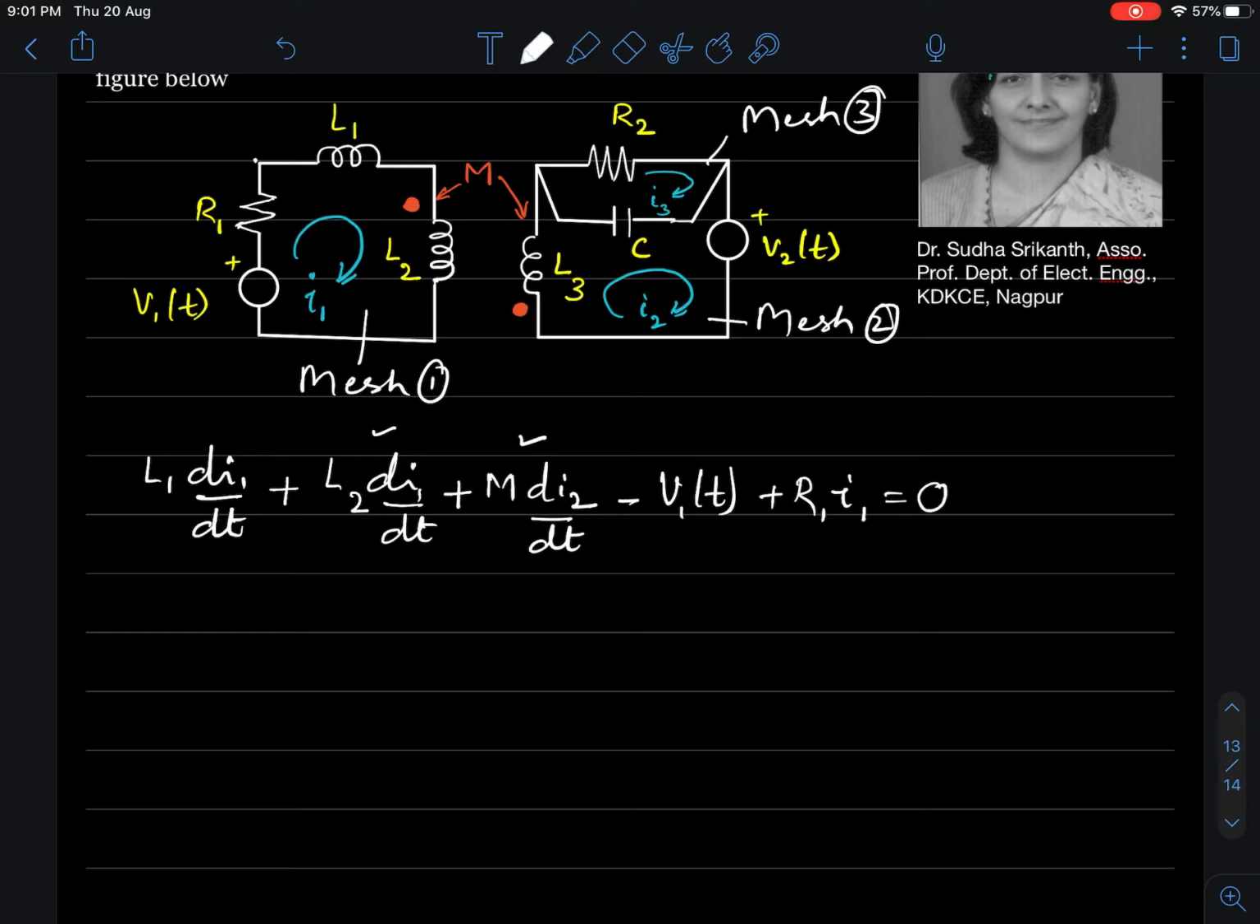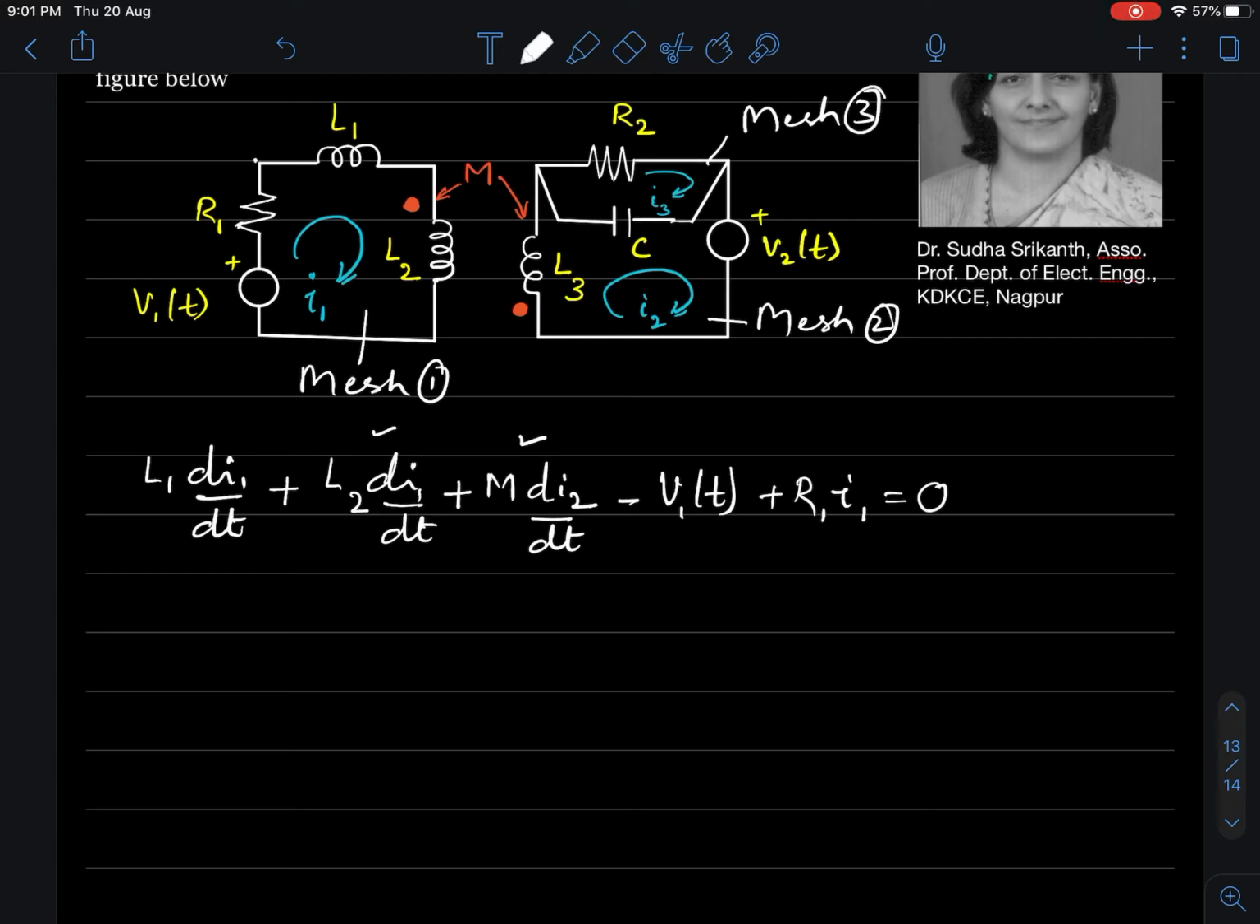Alright. This is how we write the equation. You can even write it by inspection. That would require little practice. If you don't have practice, it is best to take the potential differences across each element and then add it up. That is the best way to do it.